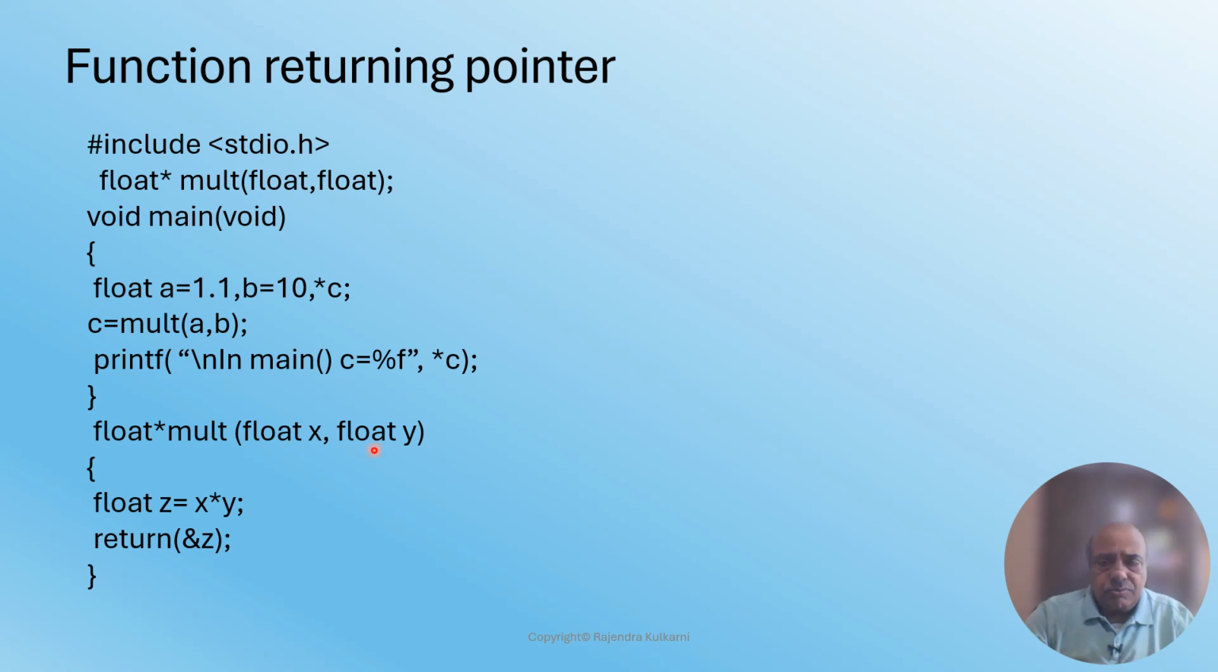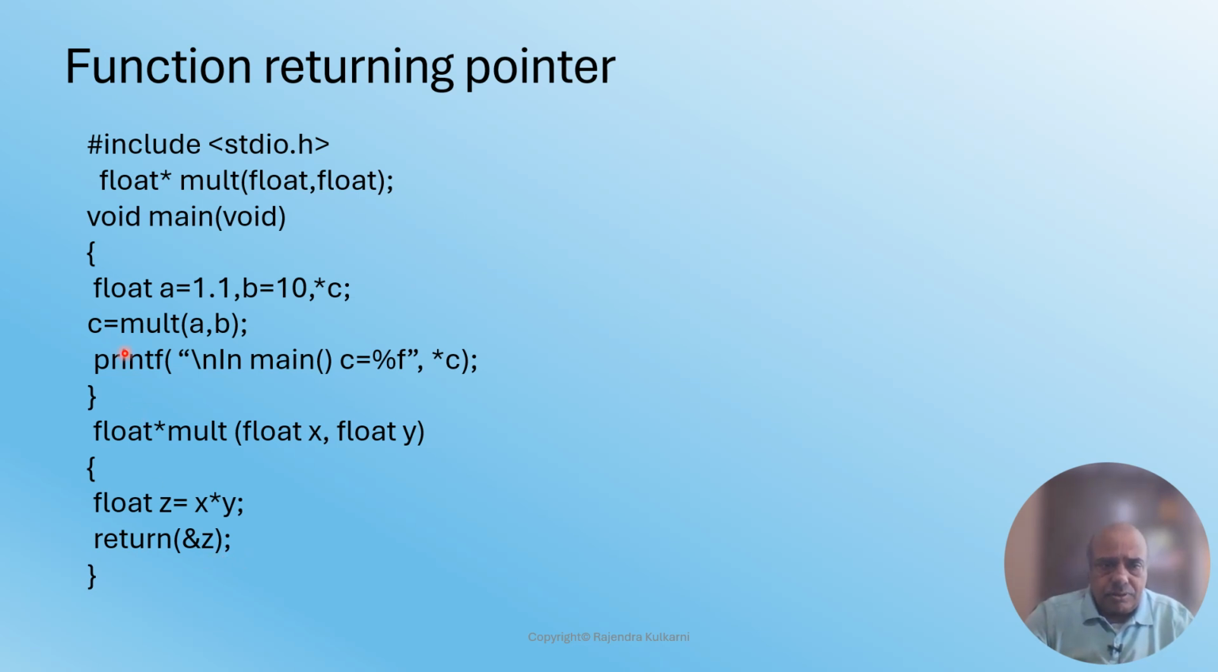float x, float y. So x collects the value of a, y collects the value of b, and a third variable we have declared in the function, z, to which we are assigning the product of multiplication of x and y, and then we are returning a pointer to z by this statement return into the bracket ampersand z.